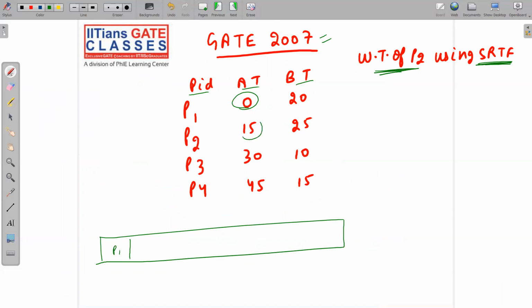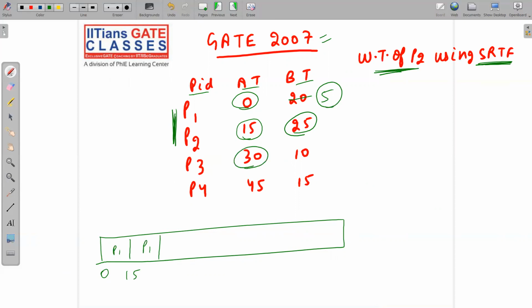Now at 15, I have a new choice. At time 15, P2 is coming into the picture. So blindly, I will execute P1 from 0 to 15. So its remaining time is 5. P1 remaining time is 5 because I have executed till 15. P2 comes at 15 and its remaining time is 25. Which has the least remaining time? P1. So I will execute P1 only.